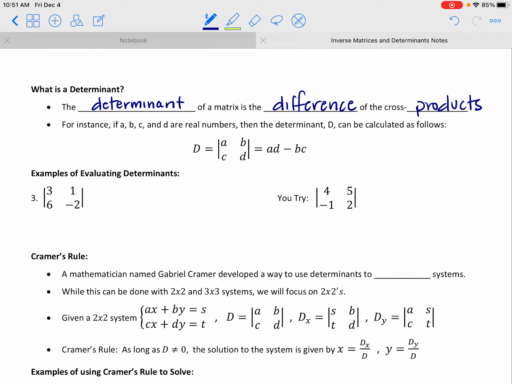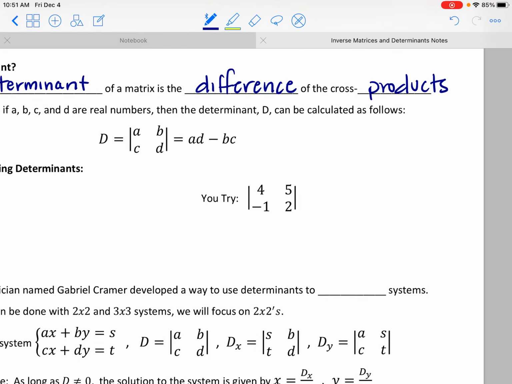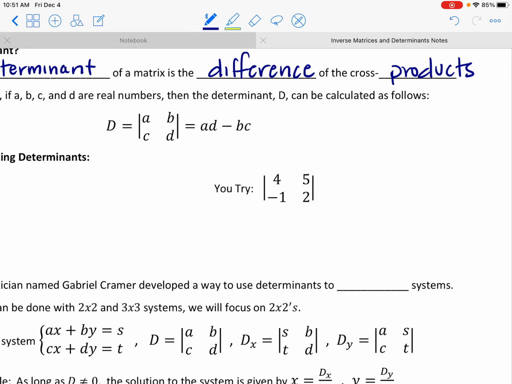We have to cross multiply the numbers that are in our matrix, and we subtract those products. So the difference of the cross products. So if A, B, C, and D are real numbers in a matrix, then we're going to cross multiply A and D, we're going to cross multiply B and C, and we're going to find the difference of those cross products, and whatever we end up with there is called our determinant.